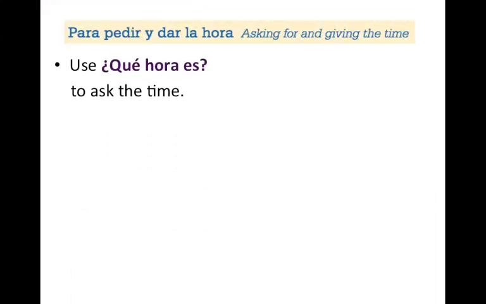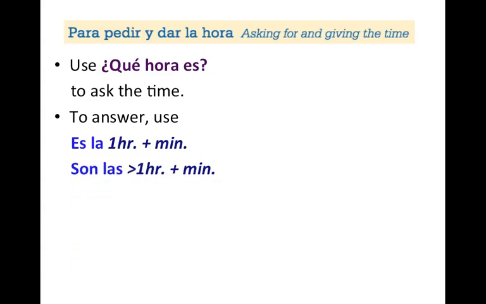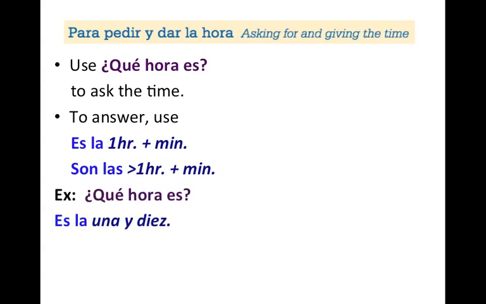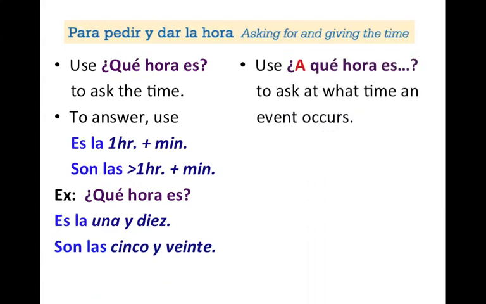So let's just do a recap of that. You use ¿qué hora es? to ask the time. To answer, you use es la with una in minutes, or son las with an hour greater than 1 in minutes. Por ejemplo, ¿qué hora es? Es la 1:10. Son las 5:20. Now the part that we just added, you use ¿a qué hora es? to ask at what time an event occurs.